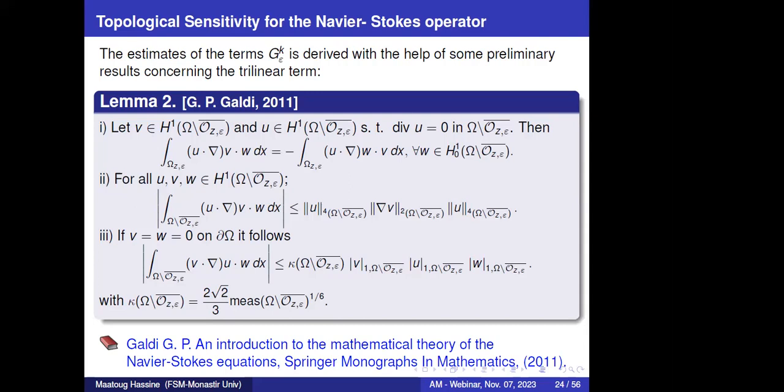We have used some inequalities where, for example, in this point here, there is a constant of the inequality that depends explicitly on the domain, and we can prove that this constant is uniformly bounded with respect to epsilon.